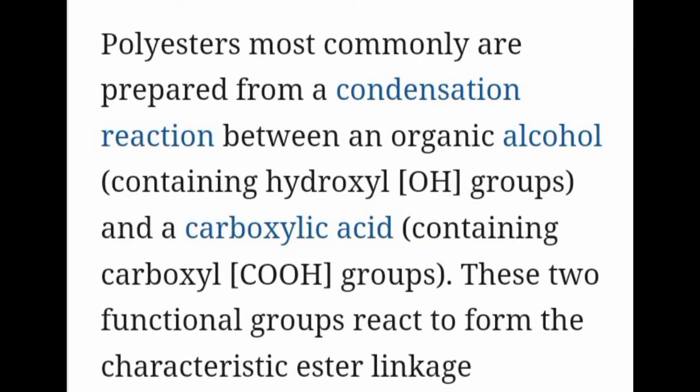Students, these polyester polymers are mostly prepared from organic alcohols which contain two or more OH groups in their structure, and carboxylic acids which contain a minimum of two COOH groups in their structure. That means the alcohols which are dihydric or trihydric alcohols, known as diols or triols, are used as monomers, and the carboxylic acids which contain a minimum of two COOH groups in their structure are used as monomers in the formation of polyester polymer.